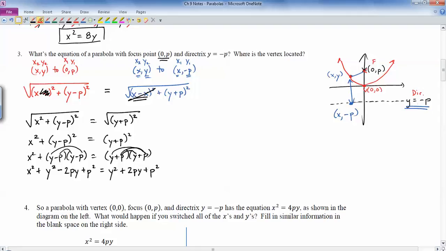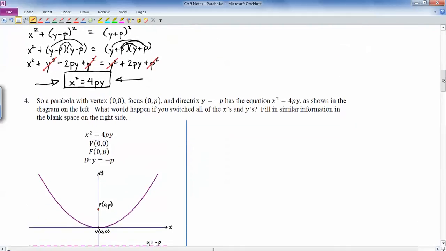And then once again, stuff cancels. P squareds cancel, y squareds cancel. So if I add 2py to both sides, I'll get x squared equals 4py. And that's actually the form right here that we want. Okay, so now we know if we've got a focus point 0, p, a vertex at 0, 0, and a directrix y equals negative p, this guy right here is the equation that will set up the parabola for us.